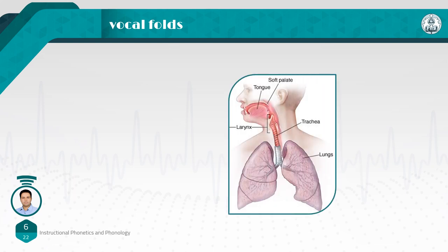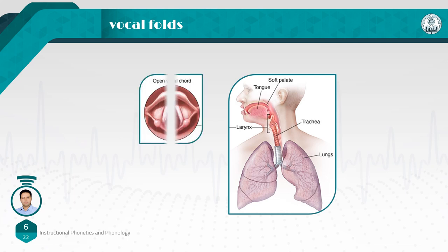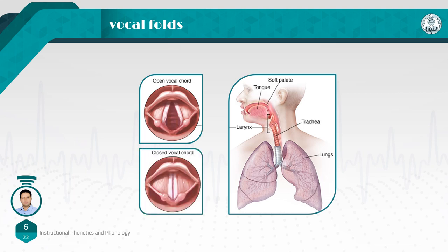In this picture, you can see the lungs and then trachea or the windpipe. Above that, we have larynx. We also have soft palate and the tongue. We will talk about them later. But here, focus on the part larynx. As I said, in the larynx, we have the vocal folds or vocal cords. This is the picture of an open vocal cord, and this one is closed vocal cord.